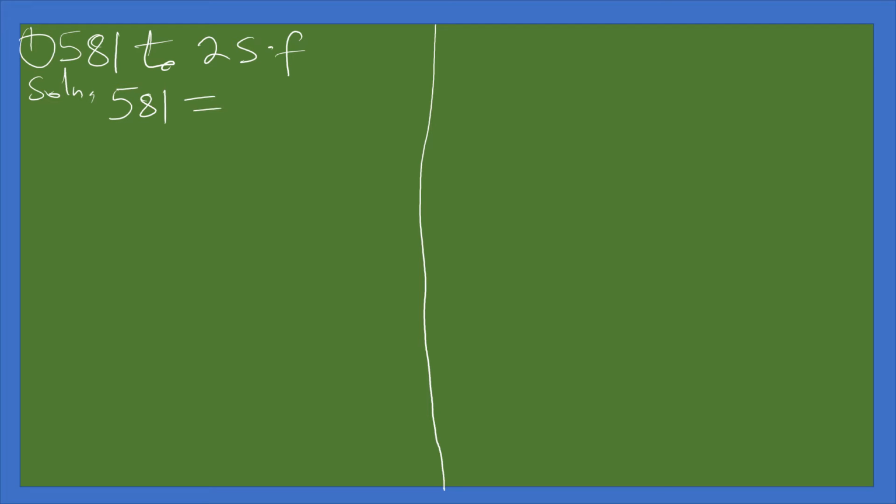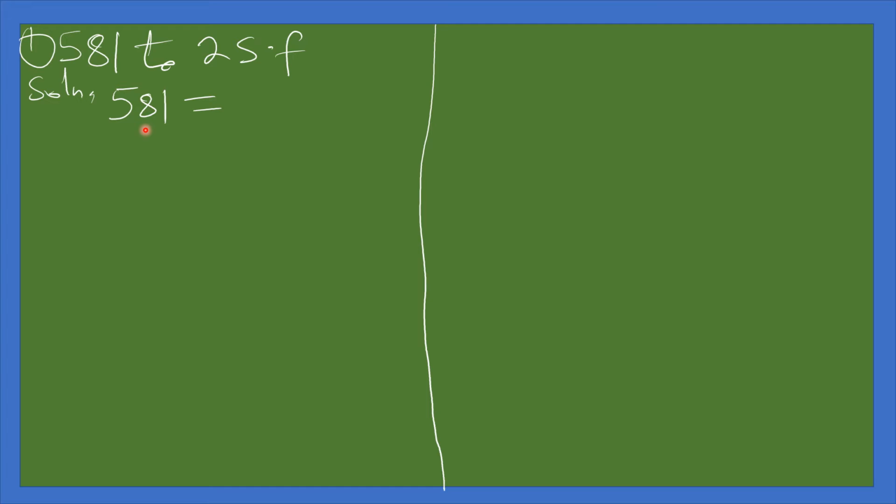Now let's take some practical scenarios. We have the first one. You're asked to round up 581 to 2 significant figures. Solution: 581 will be equal to what? They said to 2 significant figures. The first significant figure is 5. The second is 8.